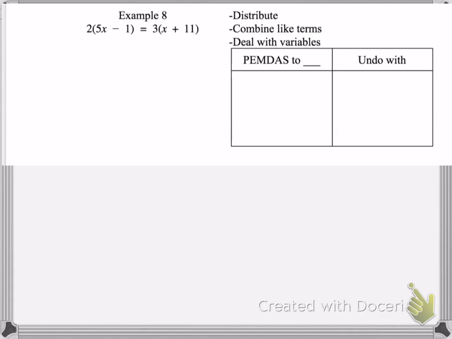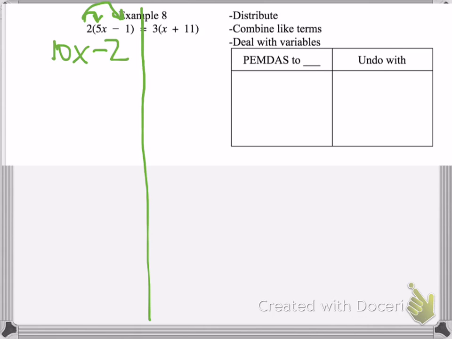Number 8. We're going to distribute and combine like terms and deal with variables. So I see parentheses, so that tells me right away I have to distribute. I got to distribute my 2 times 5x, which is now 10x, because remember it's multiplication. 2 times negative 1 is negative 2. On my right side, I've got 3 times x, which is 3x, and 3 times 11, which is 33.